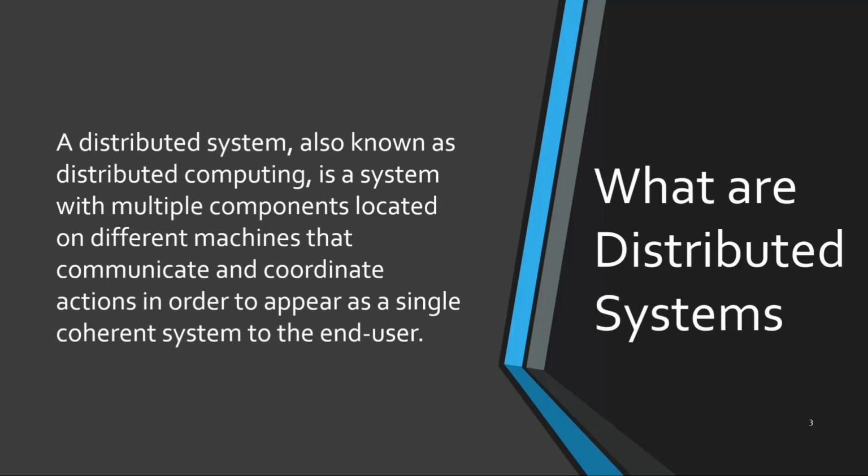So what are distributed systems? Distributed systems are collections of components which are located in different machines and communicate with each other in order to perform a specific task.